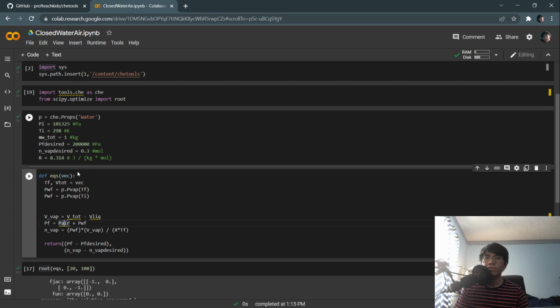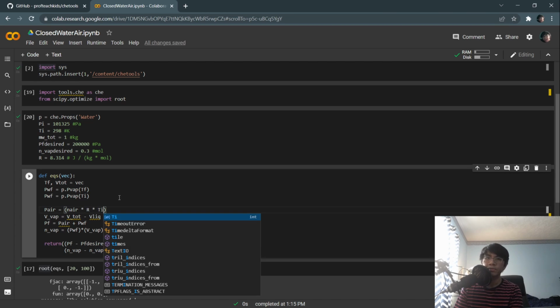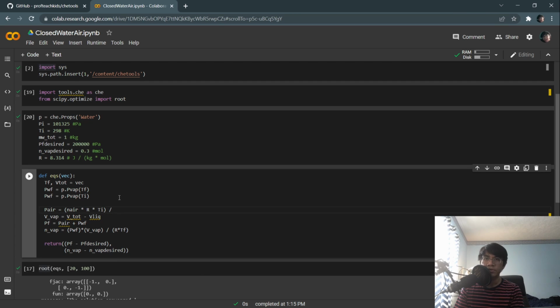So pressure of the air. Go ahead and define that. Going back, we said pressure of the air, at the initial conditions, is moles of air times the gas constant times temperature initial, because the moles of air are the same. So we use initial conditions, which allows us to define what the moles of air are. So PV divided by VVAP.